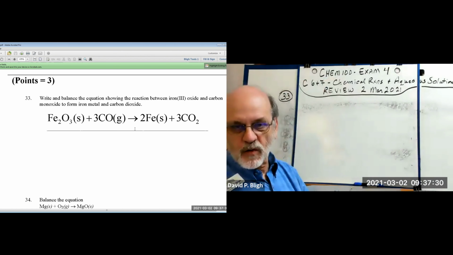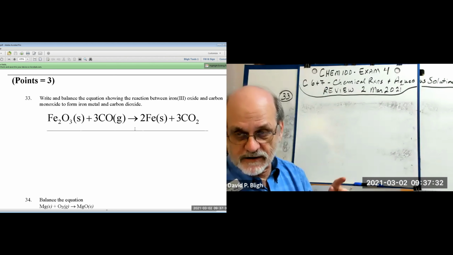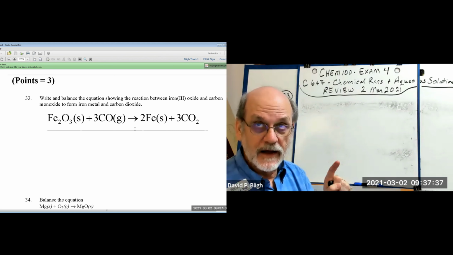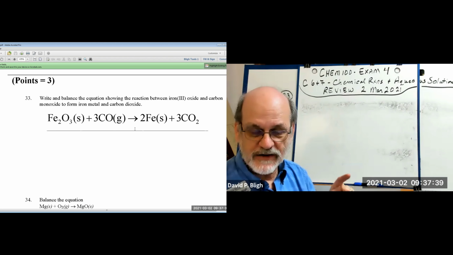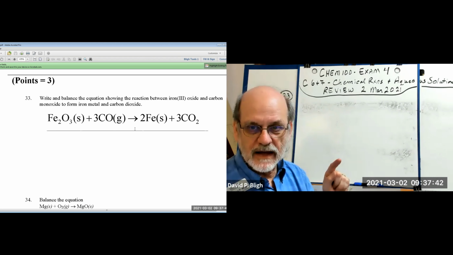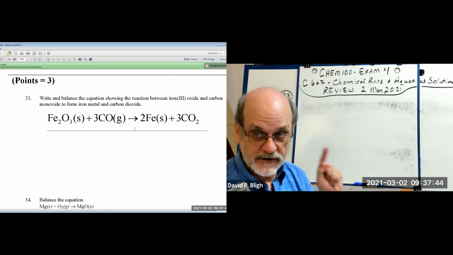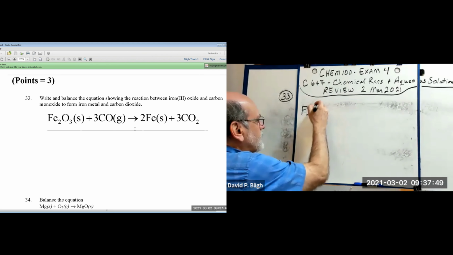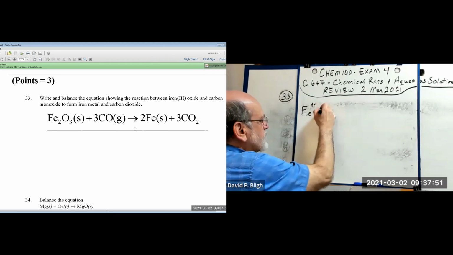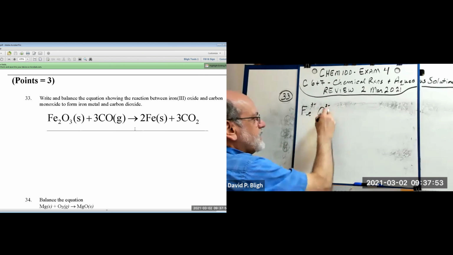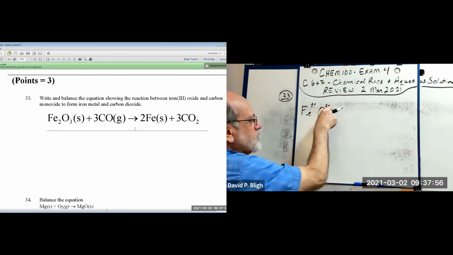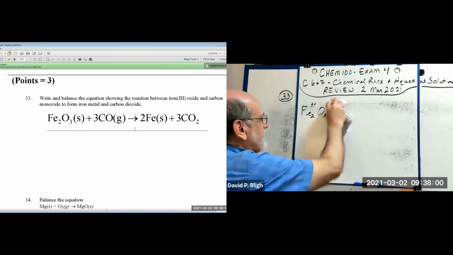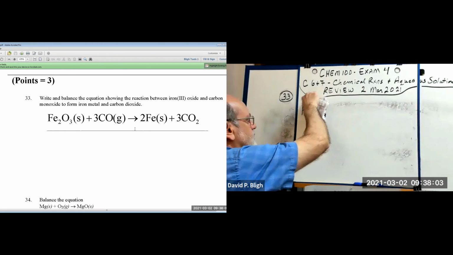So write and balance the equation, showing the reaction of iron 3 oxide. Right? We've got the Roman numeral in there telling us the charge of iron, and that's accurate because iron is a transition element, and it can have more than one charge, so we have to say what it is. So iron 3 oxide, iron has a 3 plus, oxygen has a 2 minus. So we have an odd and an even, we just bring the 2 down here and the 3 down here. And that's the first reactant.